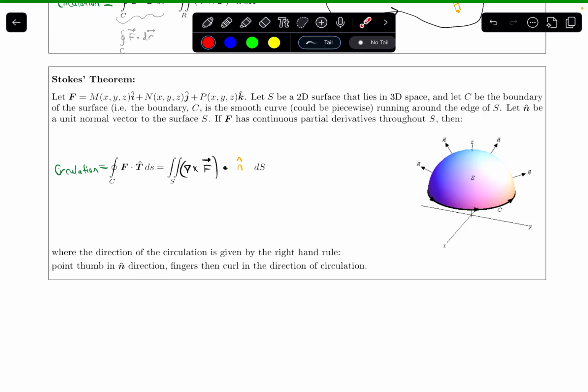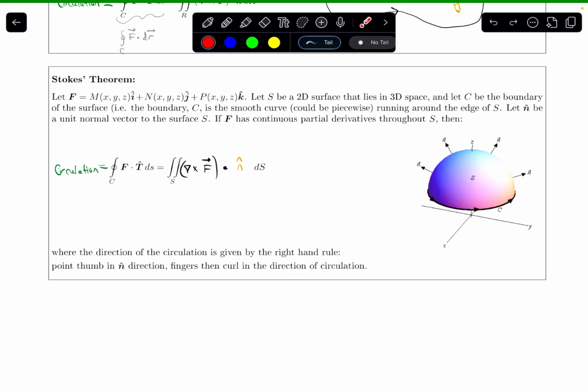I can express the circulation of the vector field along this boundary curve using this line integral of my vector field dotted with t hat, or sometimes the way I see this written is my vector field dot dr. That's going to be equal to this surface integral of the curl of F dotted with the unit normal vector. And the unit normal vector, whether it's oriented like that or into the surface, will be given to us depending on the orientation of the curve using the right-hand rule.